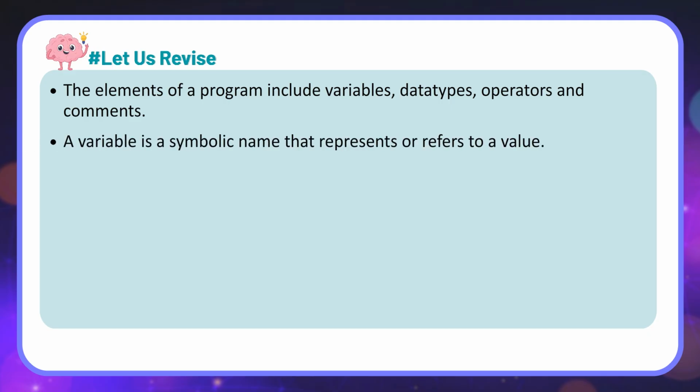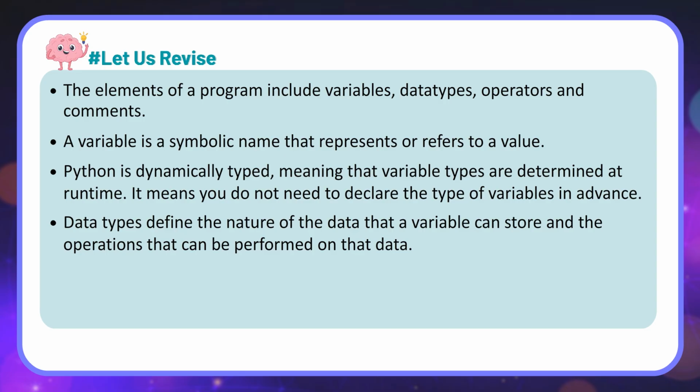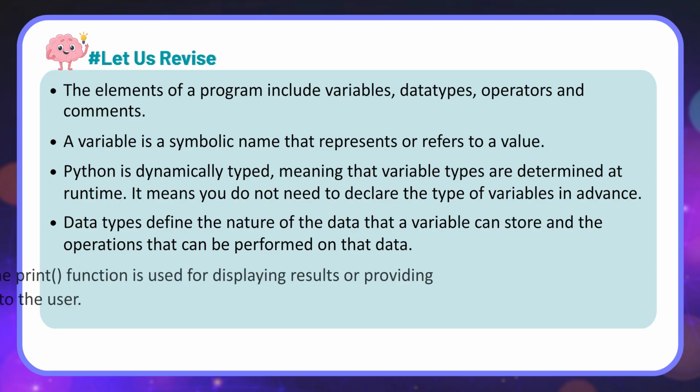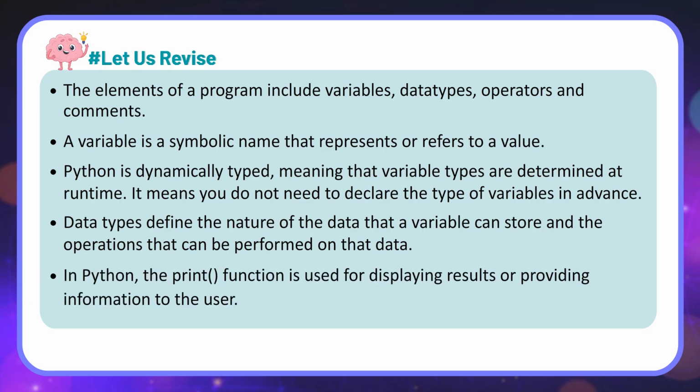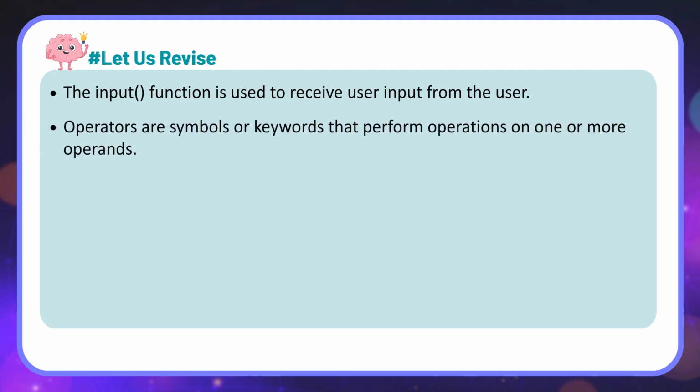A variable is a symbolic name that represents or refers to a value. Python is dynamically typed, meaning that variable types are determined at runtime. It means you do not need to declare the type of variables in advance. Data types define the nature of the data that a variable can store and the operations that can be performed on that data. In Python, the print function is used for displaying results or providing information to the user. The input function is used to receive input from the user. Operators are symbols or keywords that perform operations on one or more operands.